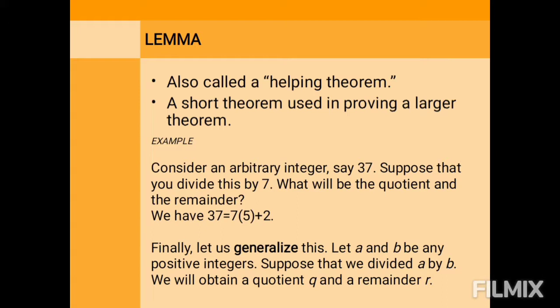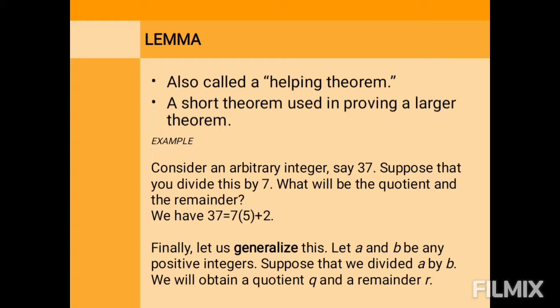So we will have 37 is equal to 7 times 5, which is 35, plus 2 is 37. So it means that when we divide 37 by 7, we can get the quotient of 5 with the remainder, which is 2.